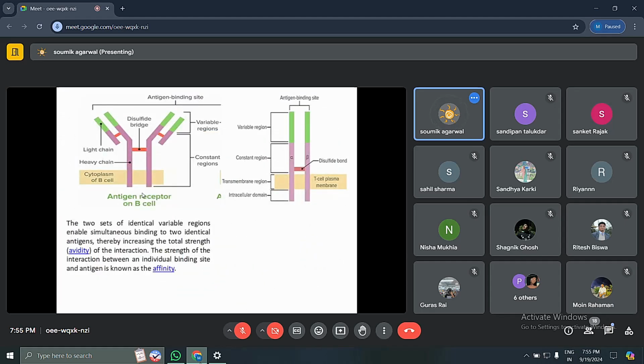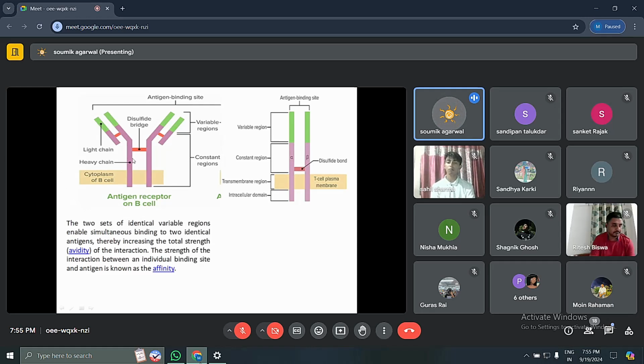So two cells I have mentioned. The most important two cells are B cell and T cell. B cells and T cells have some receptors on their surface. It is also there in your syllabus.